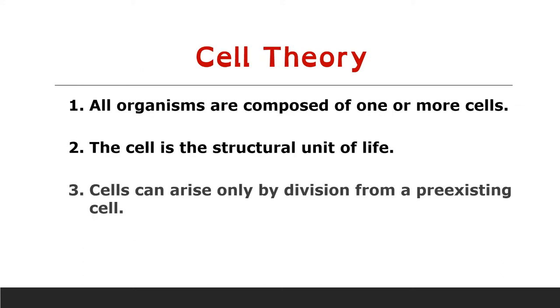So basically, the cell theory states that first, all organisms are composed of one or more cells. Second, the cell is a structural unit of life. And third, cells can arise only by division from a pre-existing cell. Again, the first two points were formulated by Schleiden and Schwann, while the third one was a contribution by Virchow. All of the ideas they put together formed what we now call the cell theory. So basically, this is what you call the classical cell theory.